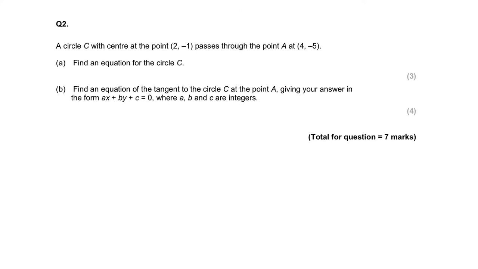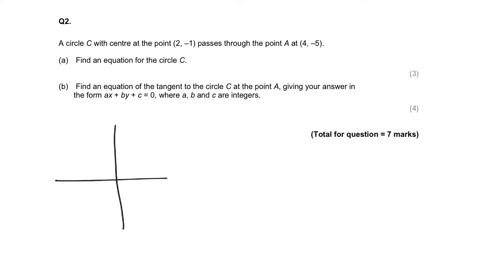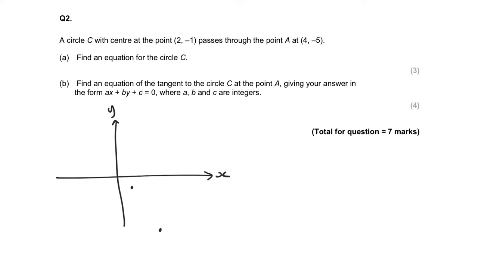Question 2. Here we go. A circle with centre at the point (2, -1) passes through the point A at (4, -5). Find the equation for the circle C. First of all, I always like to draw this. I don't need to draw this, but I like to see what's happening. So I'm going to have my axes, and it's just a quick sketch. My centre is (2, -1). So here's my centre. And I know it passes through the point A at (4, -5), so it's going to pass through this point here.